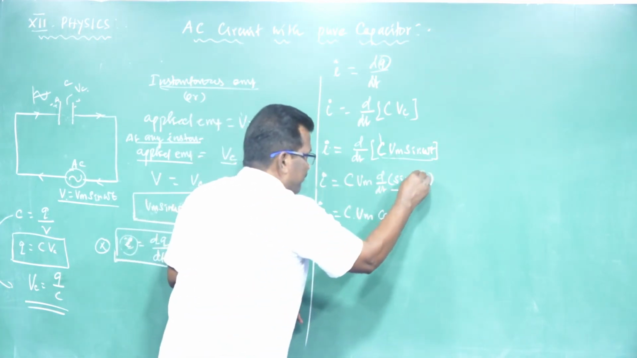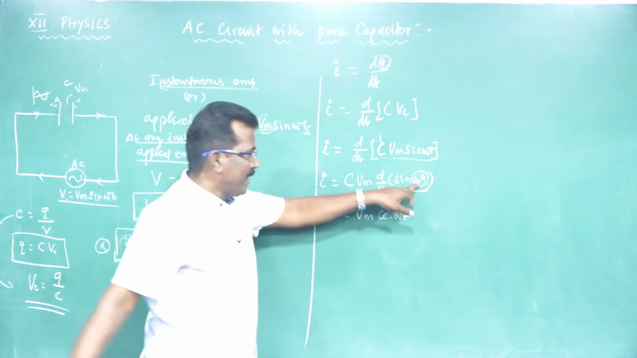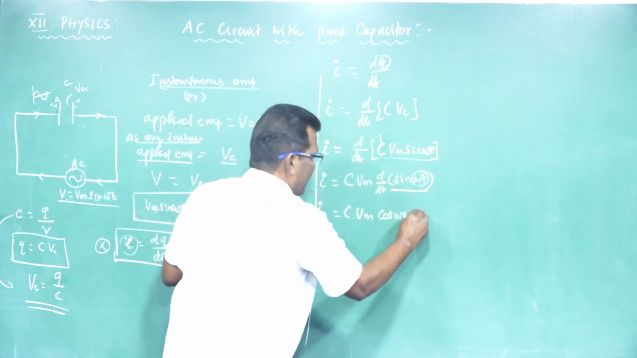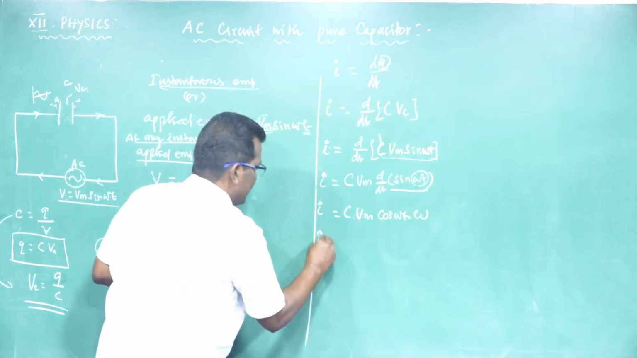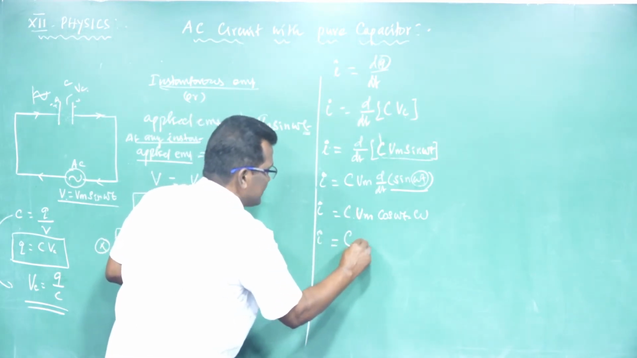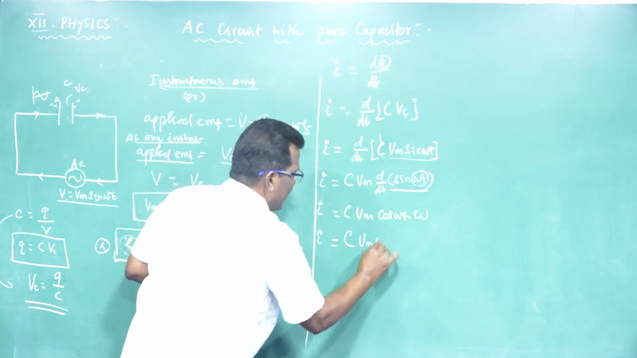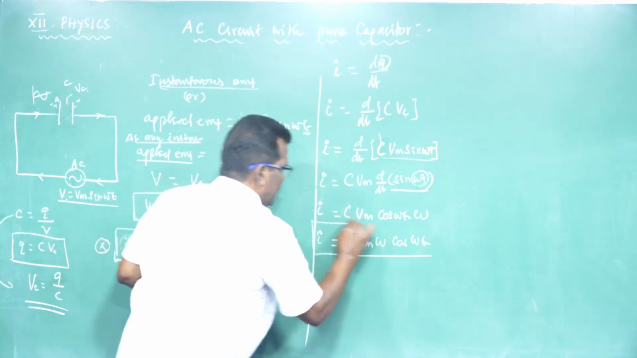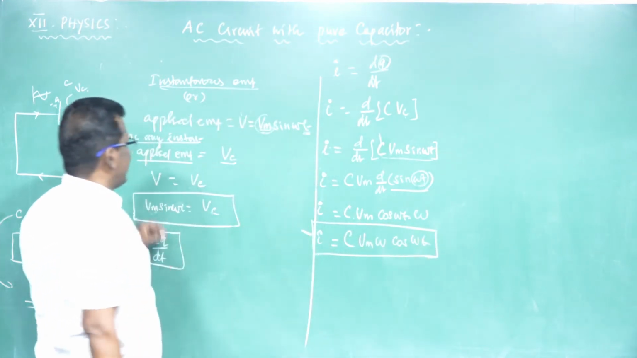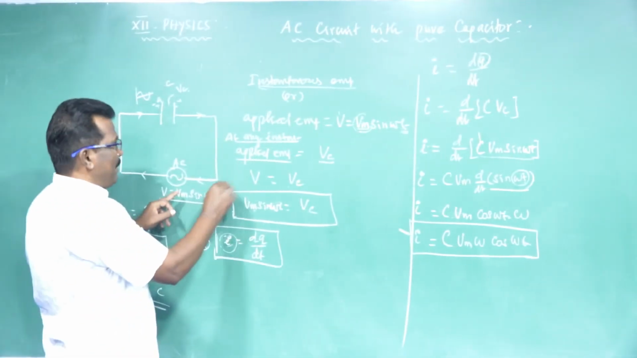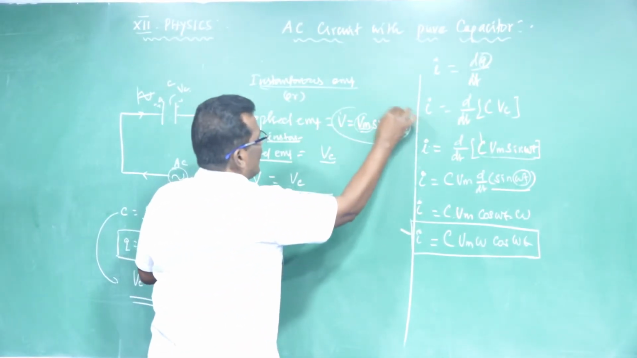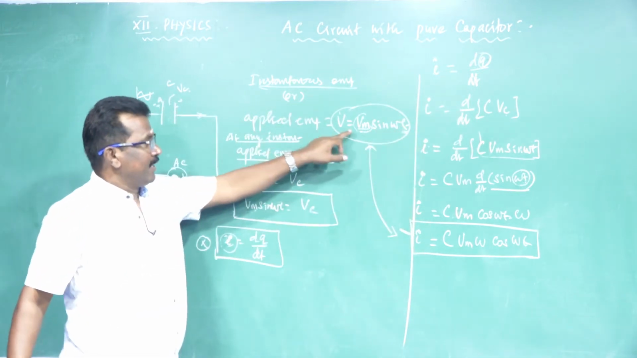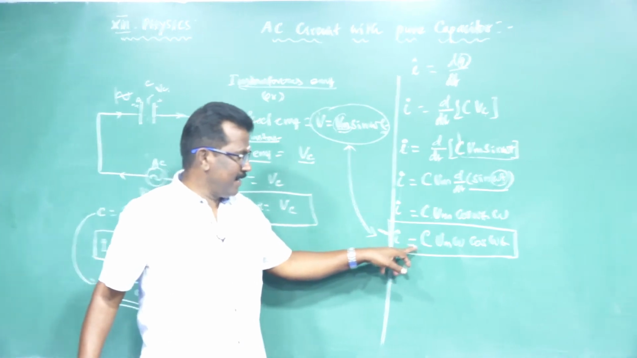When the function changes with time and we differentiate the omega t coefficient with respect to time, omega t becomes omega. So now we rearrange. Instantaneous current I is equal to C Vm omega cos omega t. This is the instantaneous current, and this is the applied EMF, the instantaneous voltage. Now compare these two.